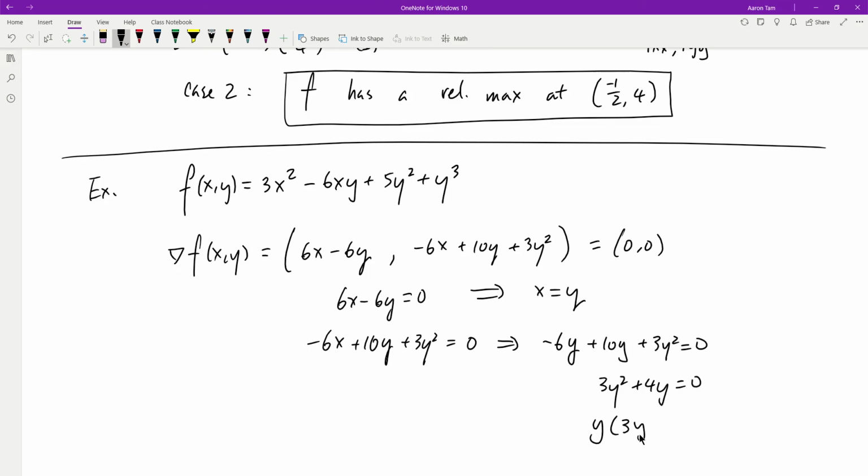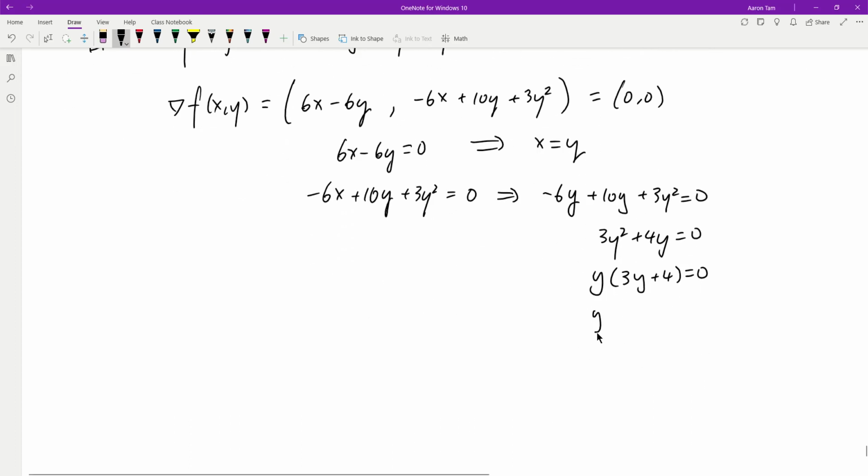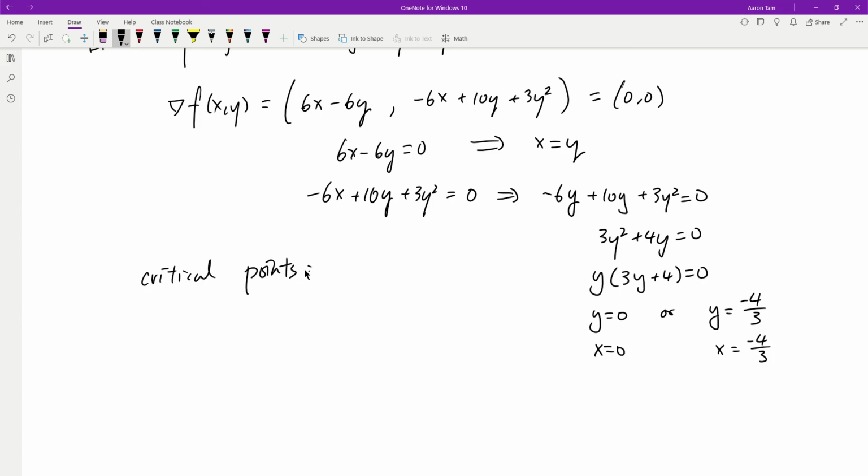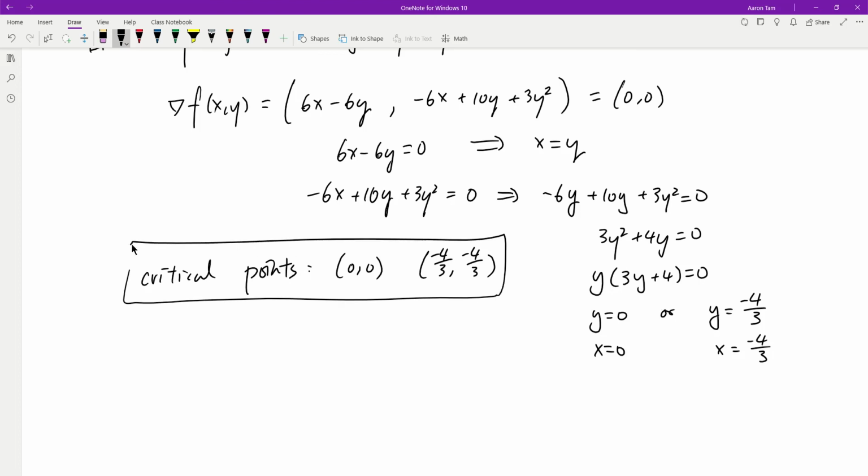Factor out y. Now I can see that y must equal 0, or y must equal negative 4 over 3. And since x and y are the same, this means x equals 0, and this means x equals negative 4 over 3. So we do have 2 points. The critical points in this case would be (0, 0) and (-4/3, -4/3). So that would be our critical points.